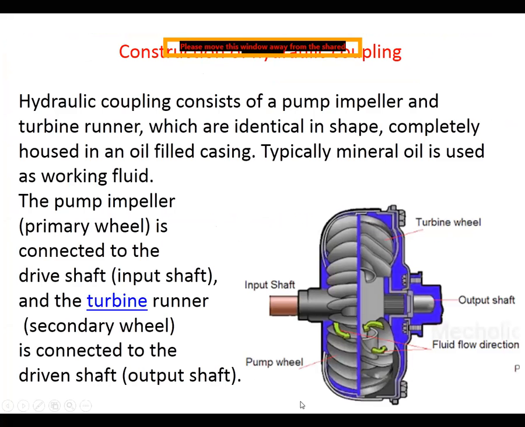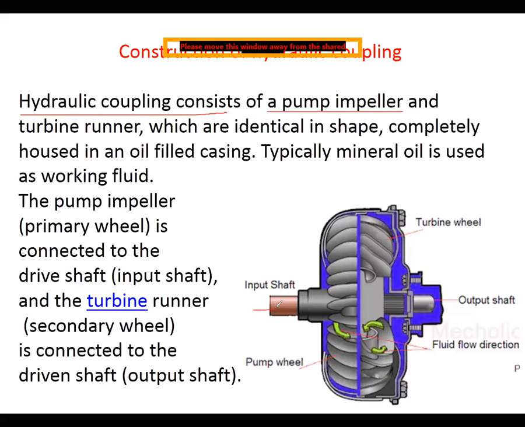Next, this is the construction of this fluid flywheel, or fluid coupling, or hydraulic coupling. So the hydraulic coupling consists of a pump impeller. As I said, there are two important components, one is the driving member and another is the driven member. On the driving member the pump is connected, on the driven member the turbine is connected.